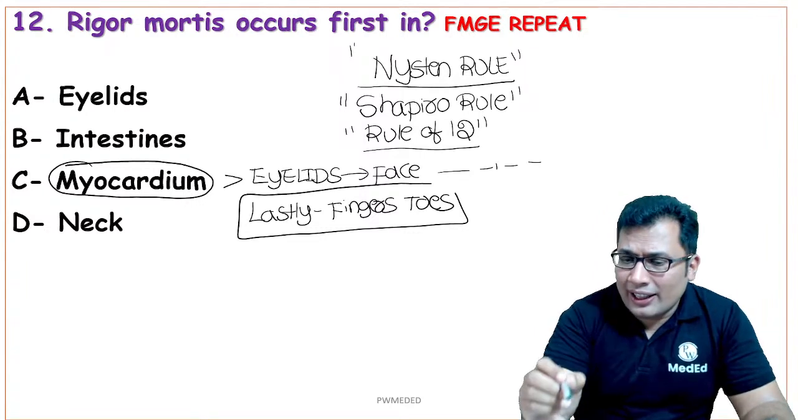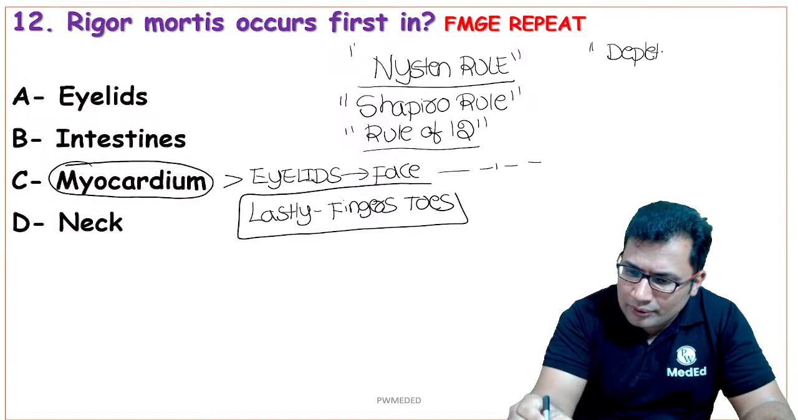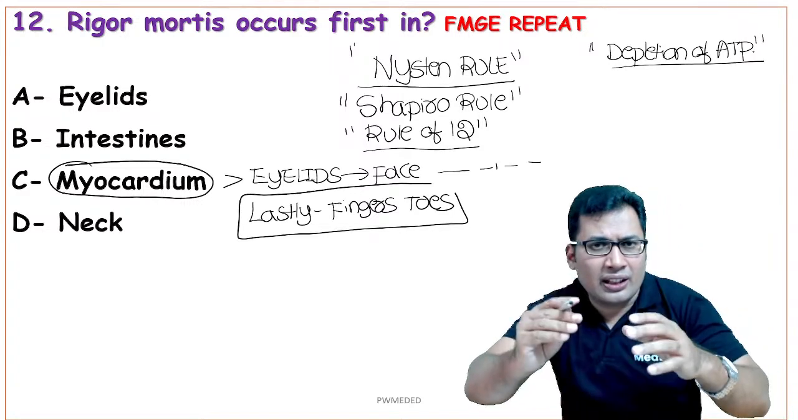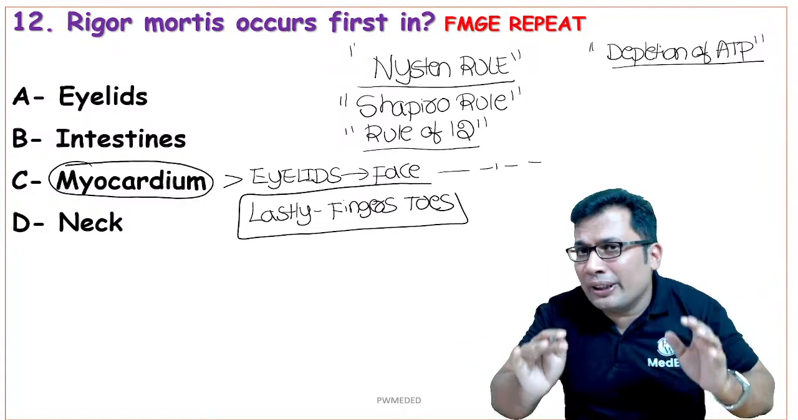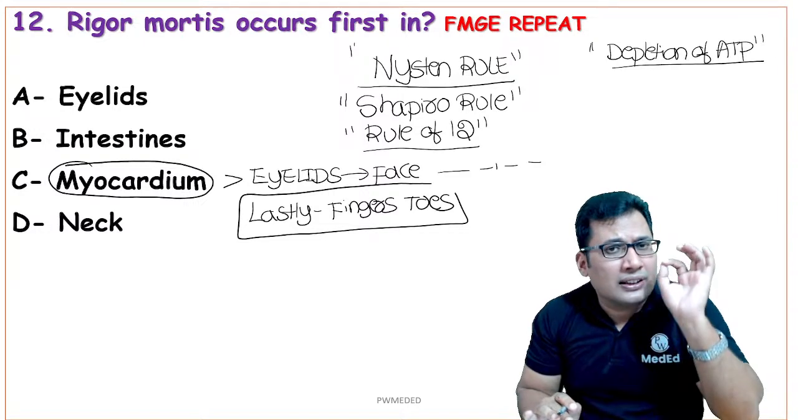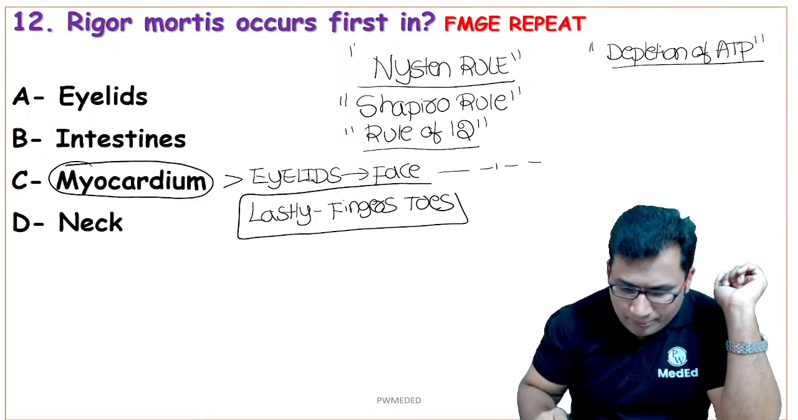And remember, rigor mortis is because of depletion of ATP. When ATP is not there, there is no separation of actin and myosin, and muscles will be in the contracted state. So depletion of ATP, that is the correct answer for pathogenesis of rigor mortis.